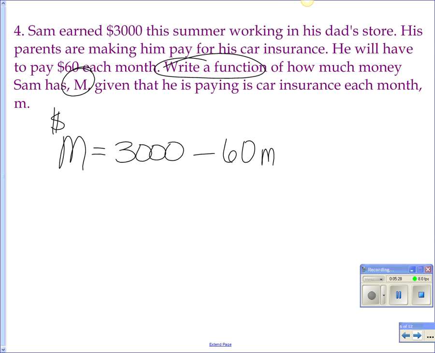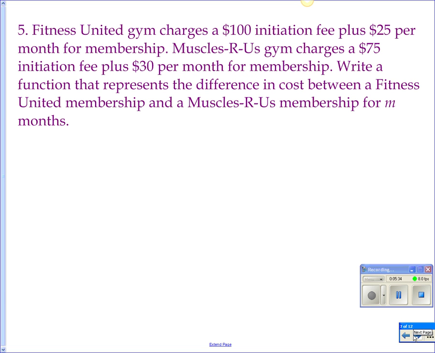Okay. Number 5. Fitness United Gym charges a $100 initiation fee plus $25 per month for membership. Muscles R Us charges a $75 initiation fee plus $30 per month for membership. Write a function that represents the difference in cost between a Fitness United membership and a Muscles R Us membership for M months. All right, anybody, tell me what's going on that's a little different about this one.